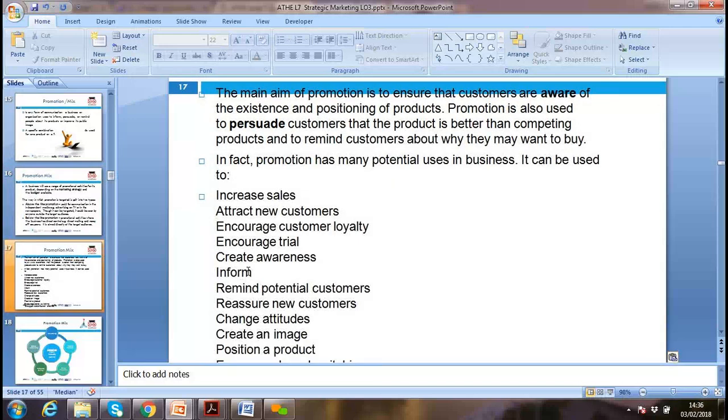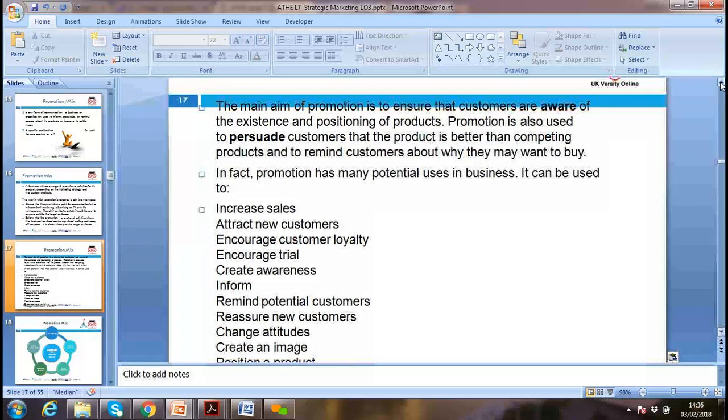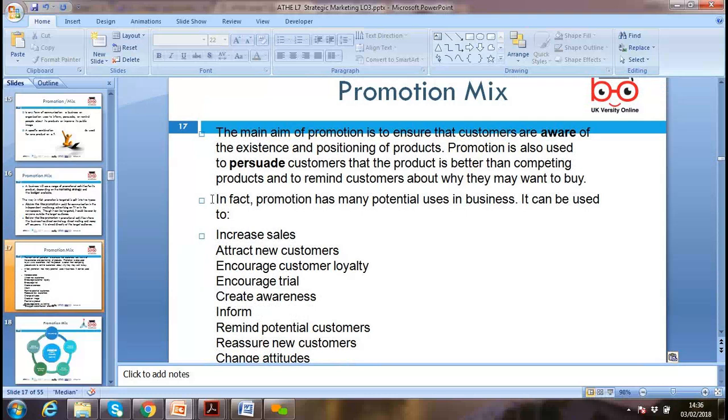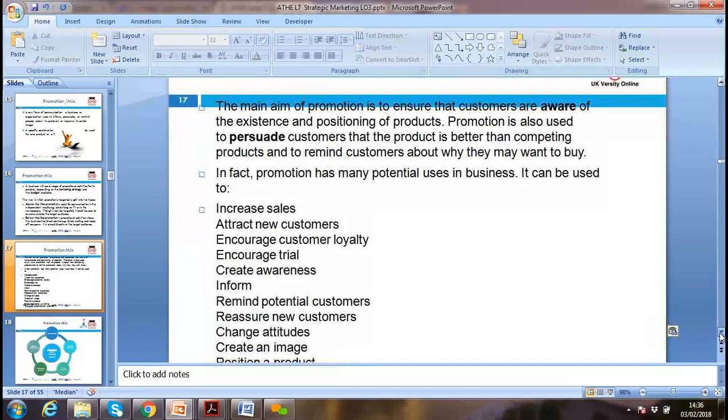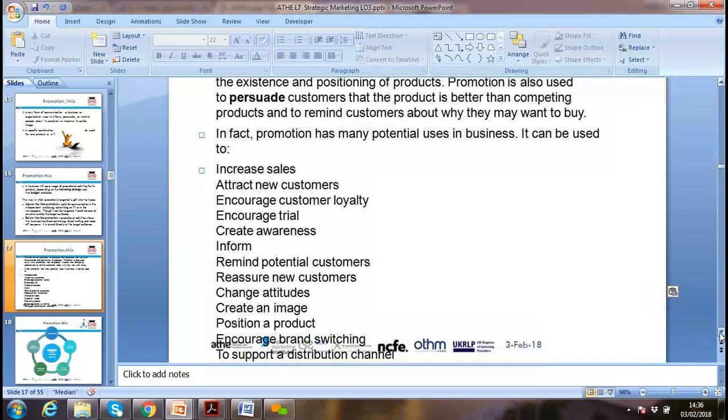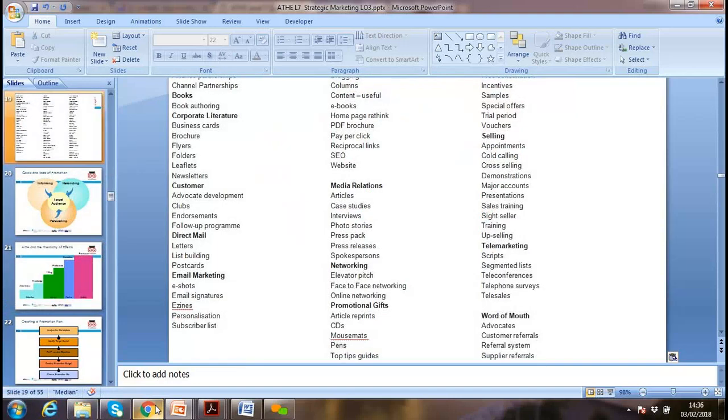Okay, next we are looking at the promotion mix. Like we discussed, it is to increase sales, attract new customers, encourage loyalty, encourage trial, create awareness, inform, remind customers, reassure new customers, change attitudes of the customers, create an image of the product, or position a product. So all this we normally do in a business. These are all the promotions, and we call it the promotional mix.